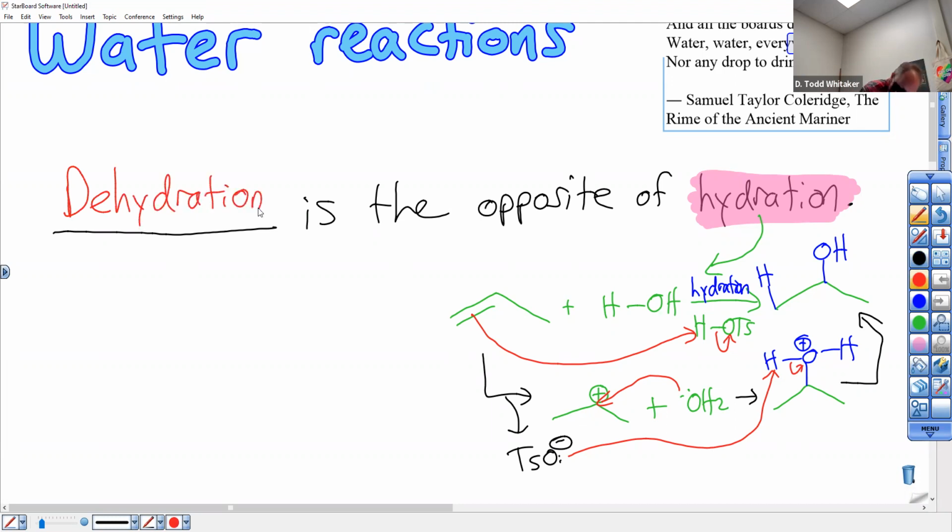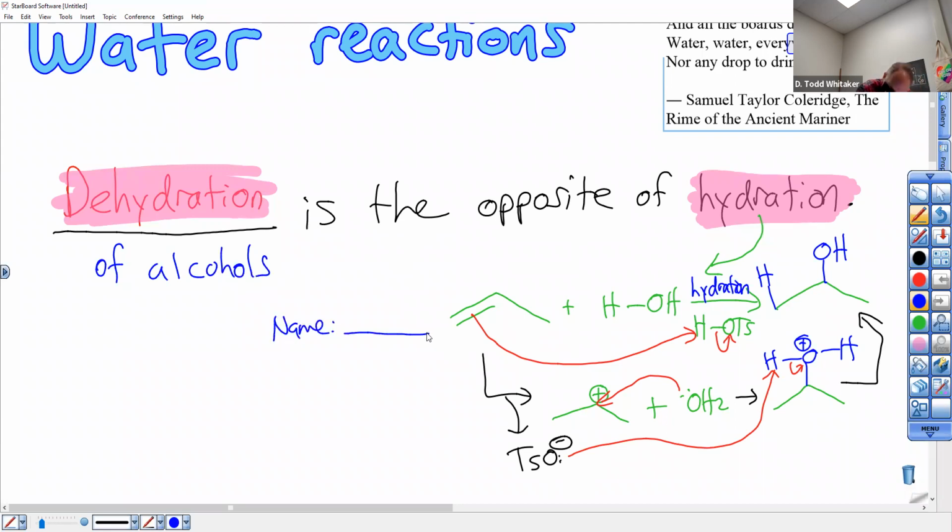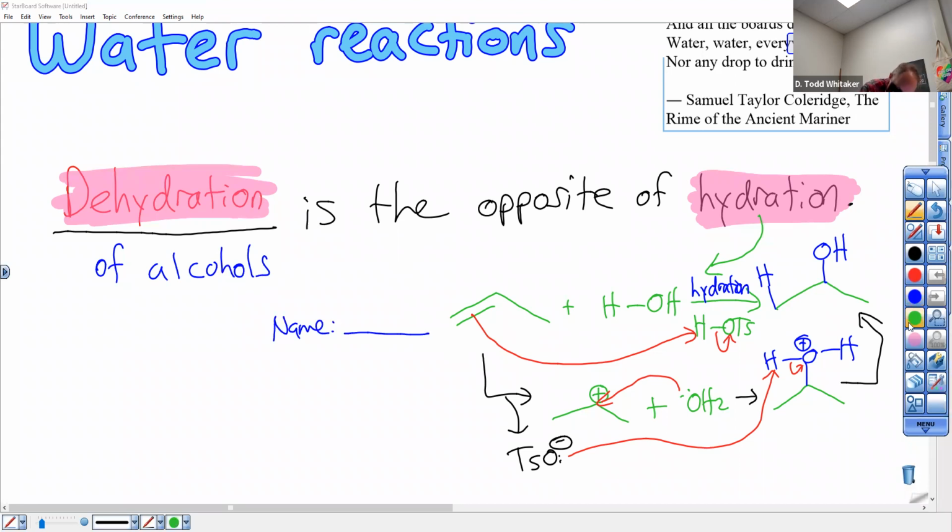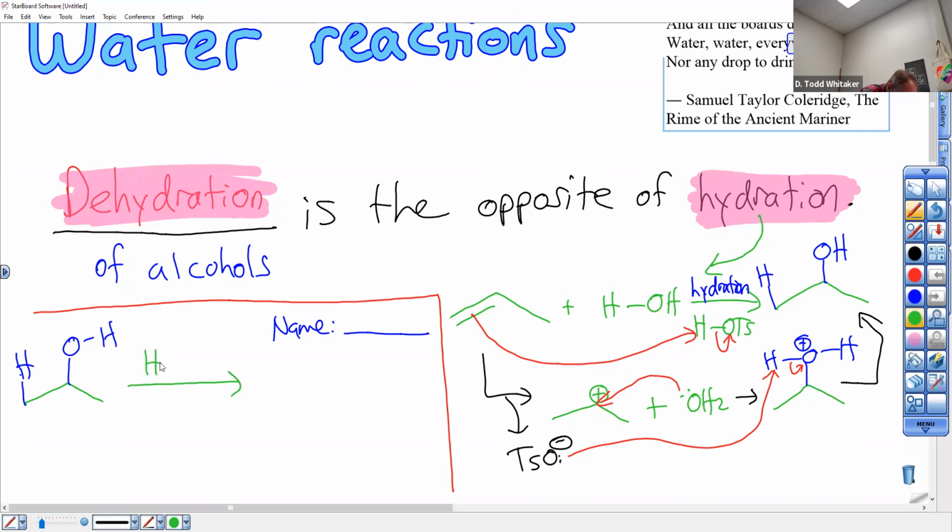You will be copying this out, starting with the word dehydration of alcohol. You're going to do name. And we're going to start with the product here. So everything starts here in this red box to the left, starting with an alcohol. Treating it with the same catalyst, could be TsOH or sulfuric acid. And this needs some more.